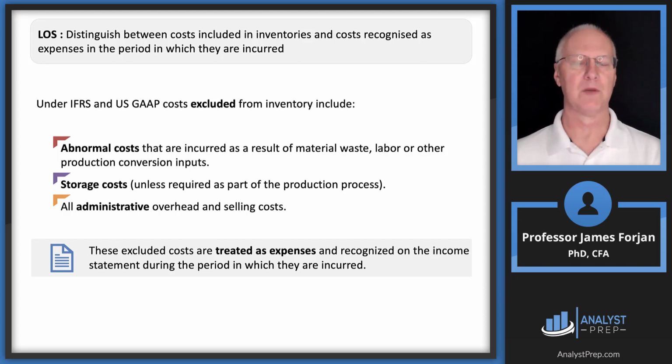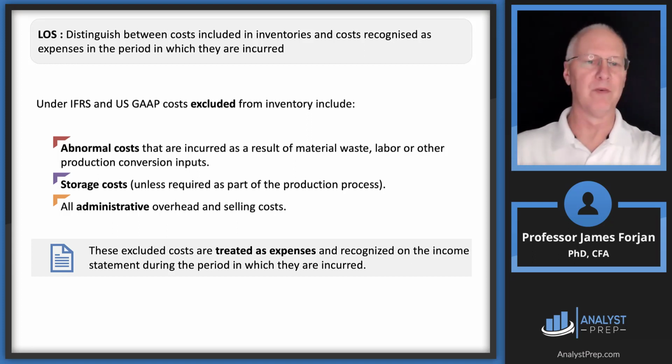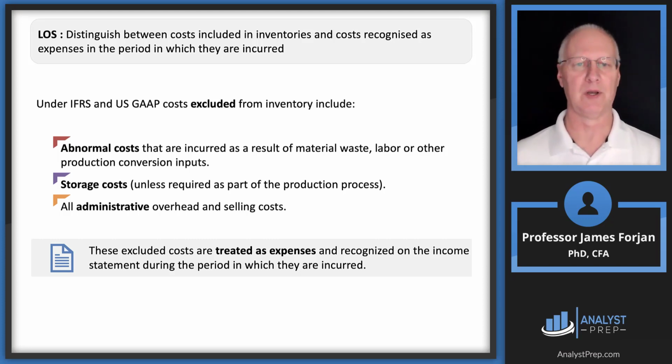Storage costs, you're not allowed to put those in under both the U.S. and the international standards, but notice what we have in parentheses, unless, of course, it's required as part of the production process. And then going back to my dad's beer example, let's suppose that we have the yeast and the barley, and we put it over in the corner, and some worms or ants get into it, and we have to throw it away. Well, you can't include those. So those are called abnormal costs.